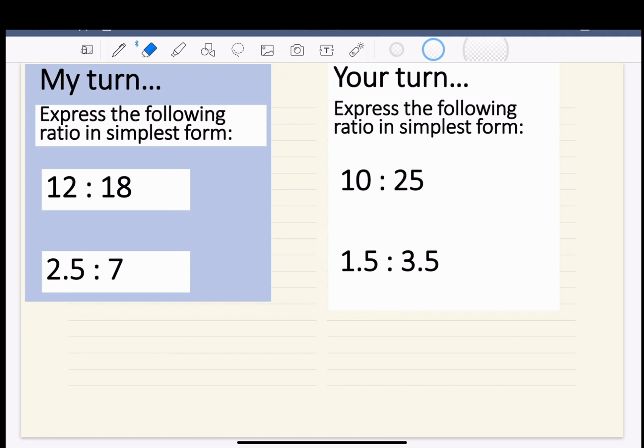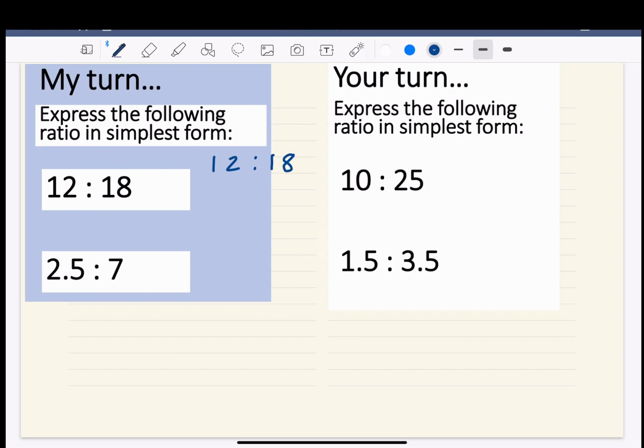My turn. Express the following ratio in simplest form. This means with whole numbers. So, for the first one, it's very similar to what we've just done. I've got 12 and I've got 18. I start by considering the common factors.